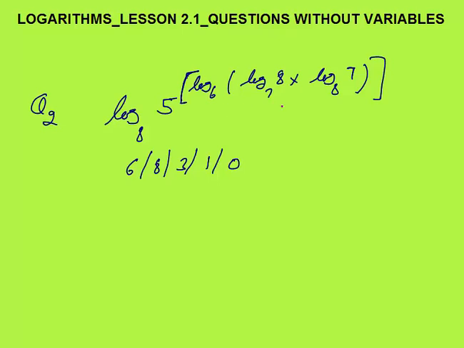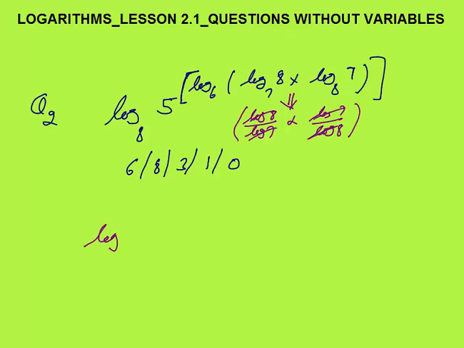Question 2 is this: log 5 to the base 8, the whole thing raised to the power log to the base 6 of log 8 to the base 7 into log 7 to the base 8. Now this question can be solved in less than 20 seconds. How? I'm solving this part only. This becomes log 8 by log 7 into log 7 by log 8. Log 7 and log 7 cancel, log 8 and log 8 cancel. This part will become 1.